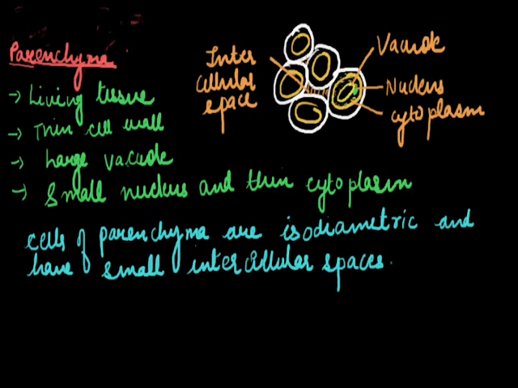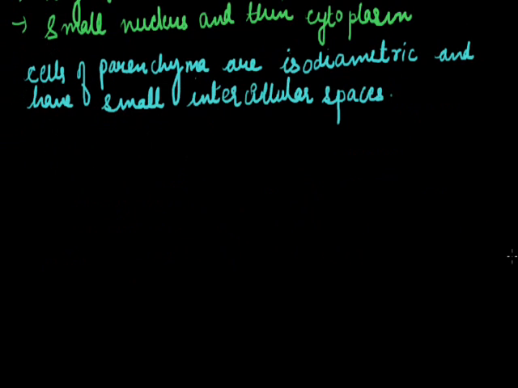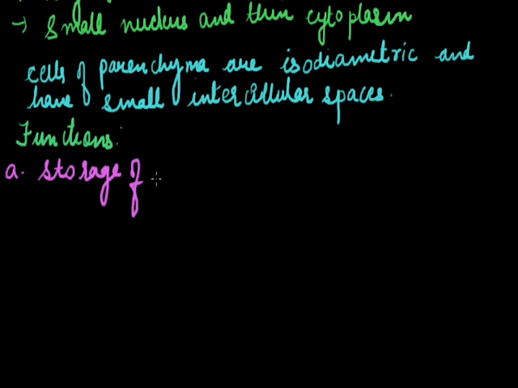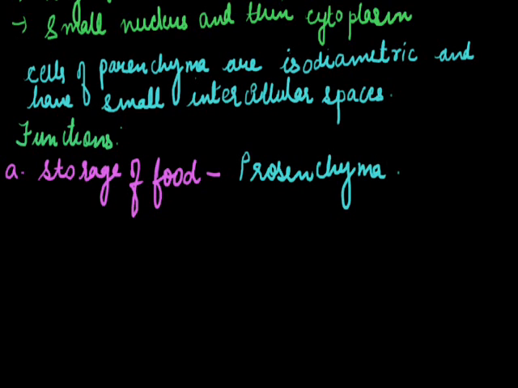Now, if we come on to the functions of parenchyma, the first function is storage of food. If the parenchyma stores food, it is referred to as prosenchyma. Next is photosynthesis. If the parenchyma is performing photosynthesis, then it is called as sclerenchyma.